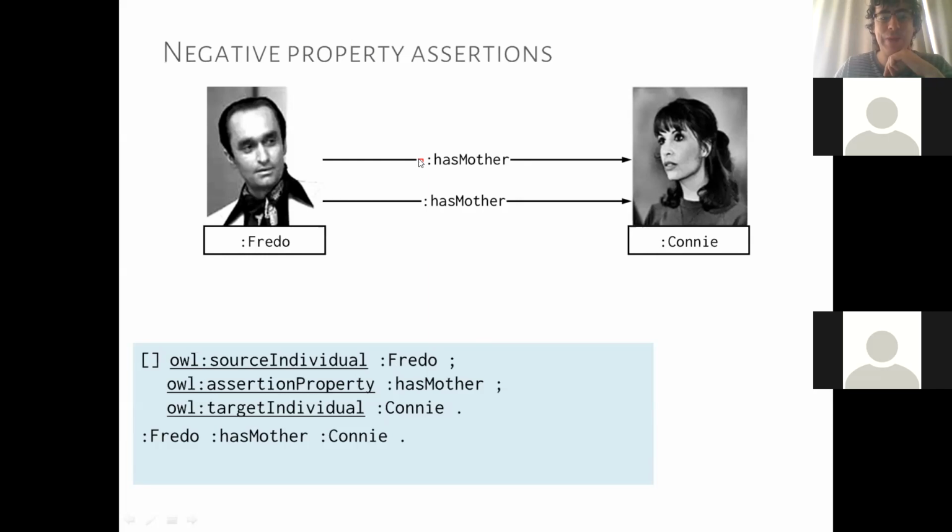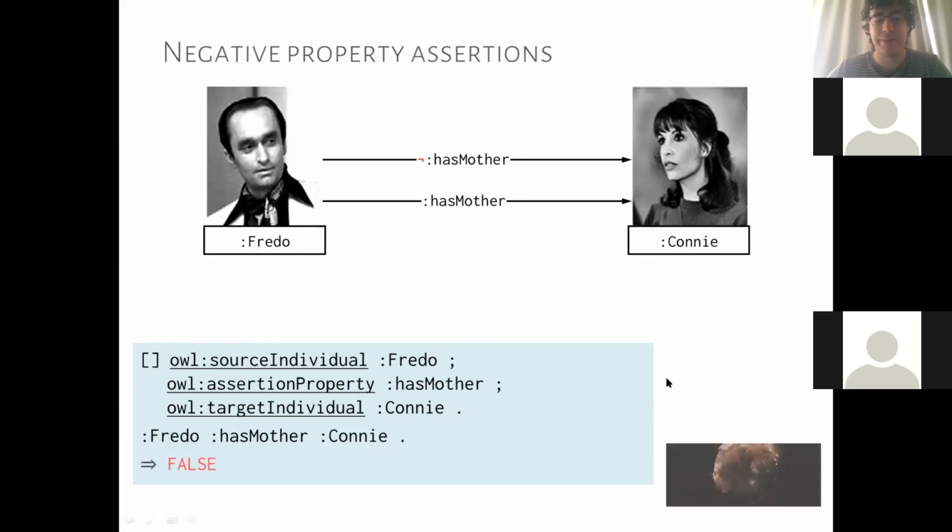How do we write down this statement here? We need to write down this slightly strange form here, where we say somehow this is a negative property assertion. We say that the subject is Fredo, the predicate is has mother, and the object is Connie, and it will then be negated. Okay. So then if we say Fredo has mother Connie, what happens again? We have a contradiction. We say the triple is both true and not true at the same time. And this creates a contradiction and inconsistency.